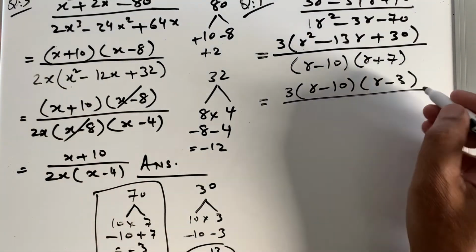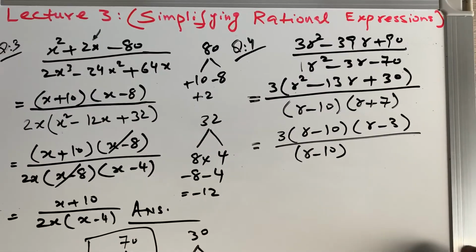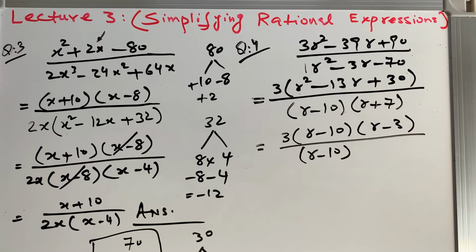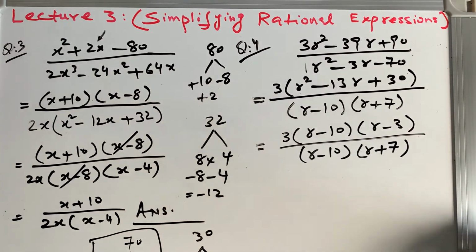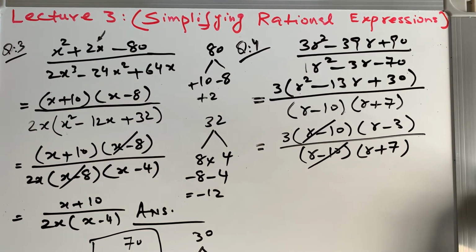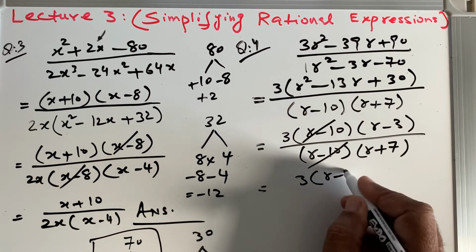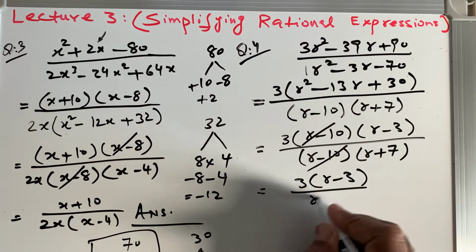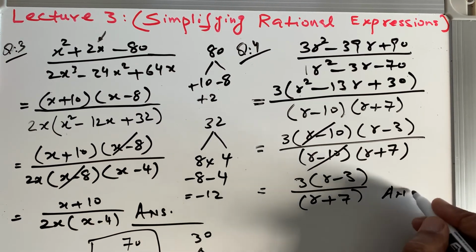If you multiply these two, that gives you the same result. On the denominator, I already factored that, and I have r minus 10 and r plus 7. So here again, r minus 10 cancels with r minus 10. So what is left? Left is 3 times r minus 3 divided by r plus 7. This is my simplified rational expression.